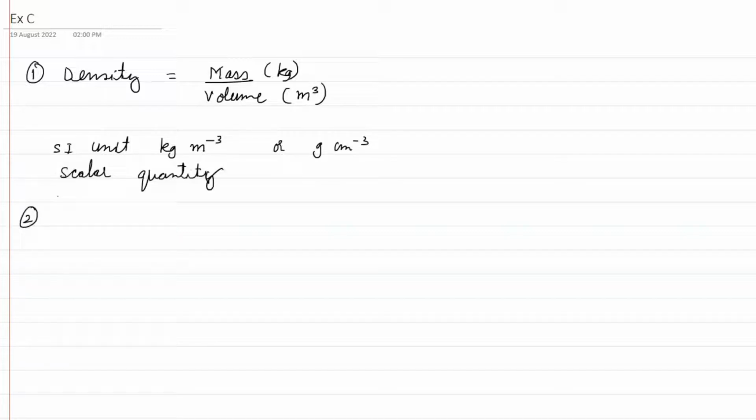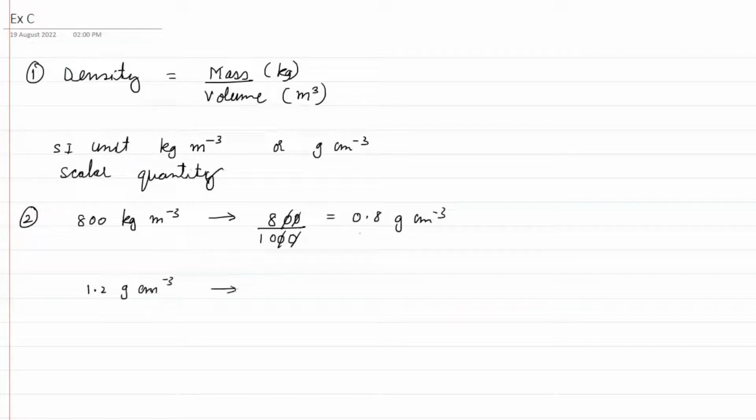If you want to convert, say for example, 800 kg per meter cube is the density and you want to convert it into CGS, you will have to divide it by 1000. That gives 0.8 gram per centimeter cube. That will be the CGS value, and this will be the SI value. On the other hand, if you have 1.2 gram per centimeter cube and you want to convert it into SI, you will multiply by 1000. So that will be 1200 kg per meter cube.